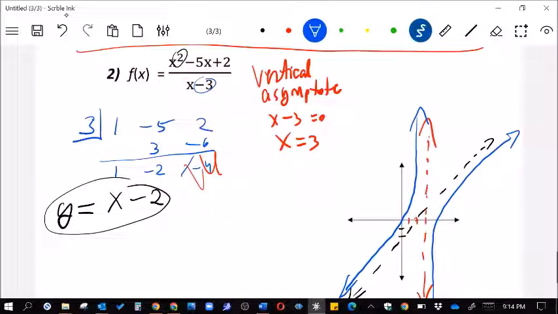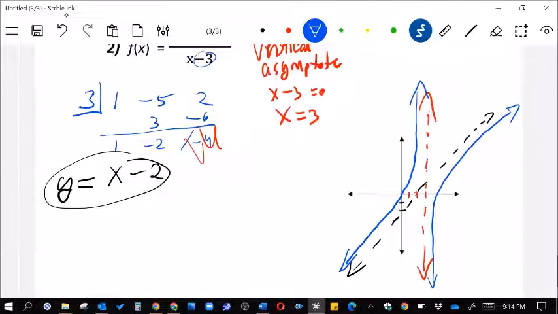And for the slant asymptote, really what you just do is long division or synthetic division, and it's not too hard to find that. And then instead of the asymptote being vertical or horizontal, it's actually a diagonal, or as it's called in this context, a slant asymptote.